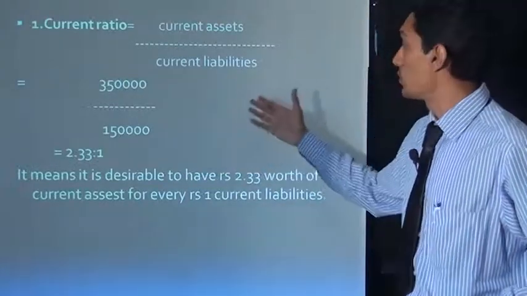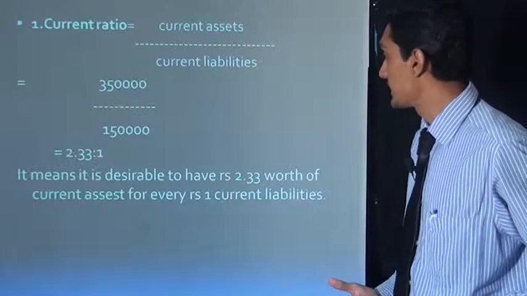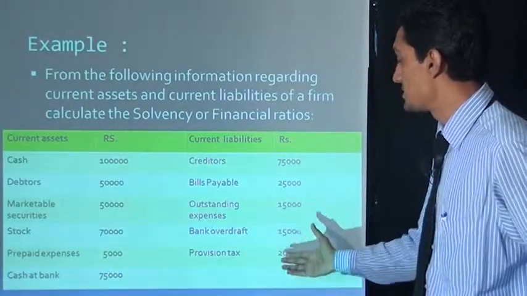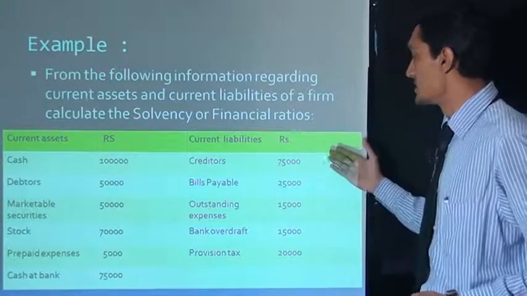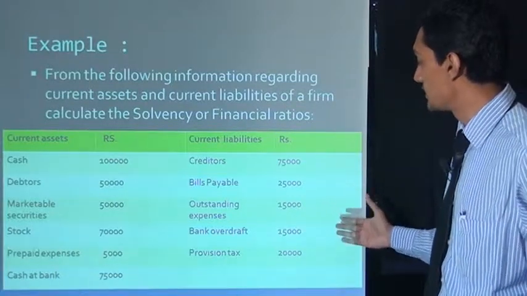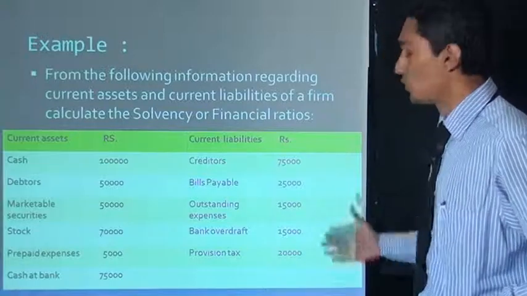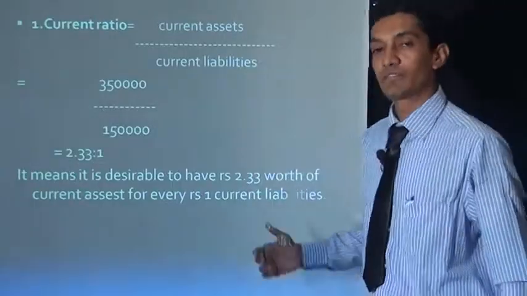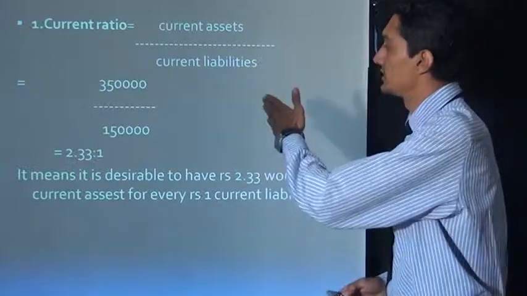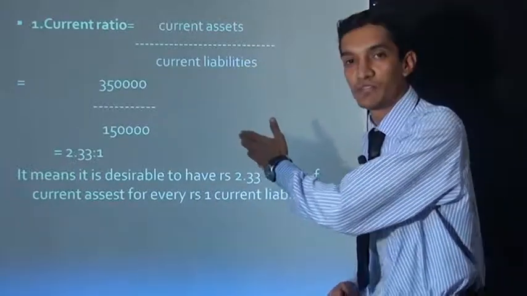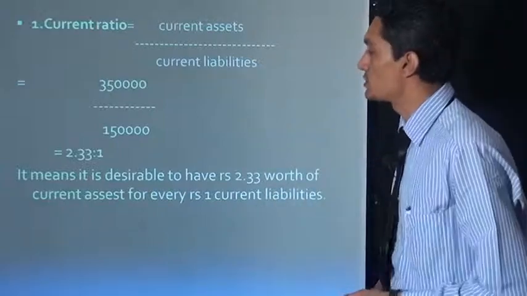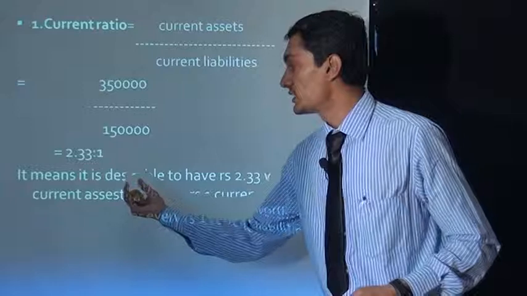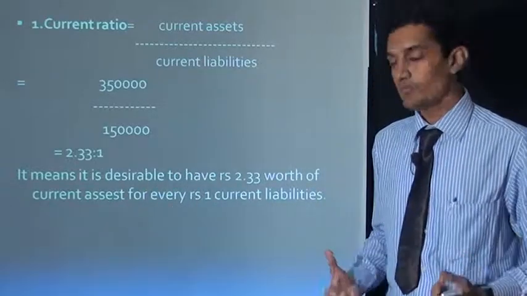Now the total of these assets is 3,50,000 rupees. Now current liabilities. What types of current liabilities are there? Creditors, also bills payable, outstanding expenses, bank overdraft, provision for tax: 75,000, 25,000, 15,000, 15,000, 20,000. Now all total in current liabilities. What is the total? 1,50,000. Now 3,50,000 divided by 1,50,000. So the ratio in proportion form is 2.33 to 1.